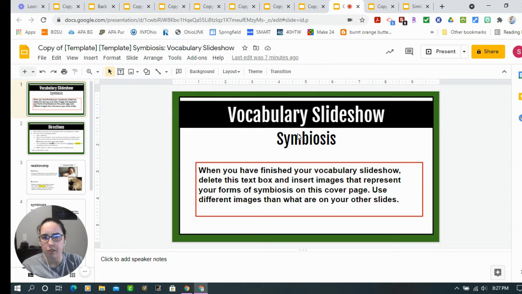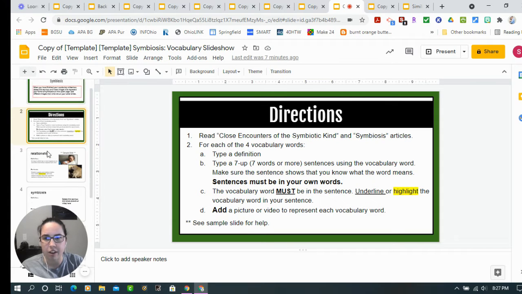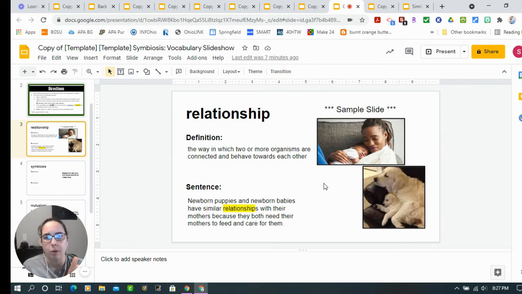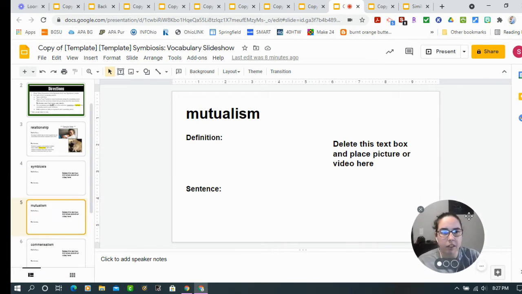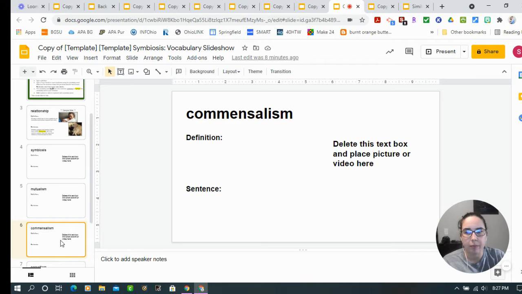So this was a slideshow in Symbiosis, and I assigned this to Google Classroom for the students to create. This was just the beginning, these are the directions, and then this was an example. So we had a word, sometimes I provided the definition, sometimes they had to look up the definition, and then they had to create a sentence that used the vocabulary word and showed that they understood its meaning, and then they added images to their slides to represent their sentence and that word. So again, this is where students are using their technology skills and they're using vocabulary.